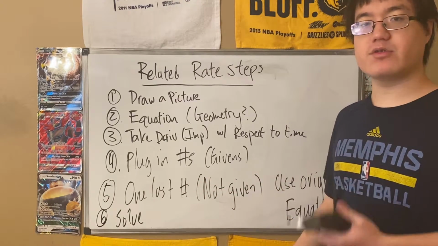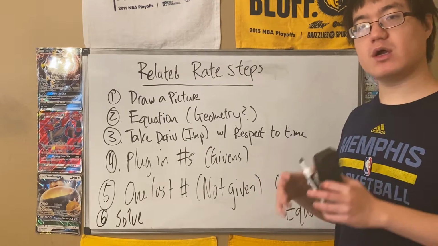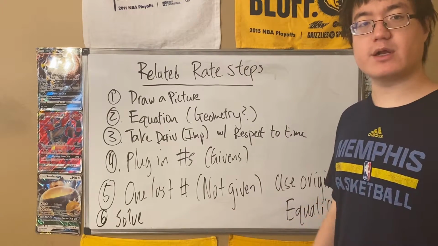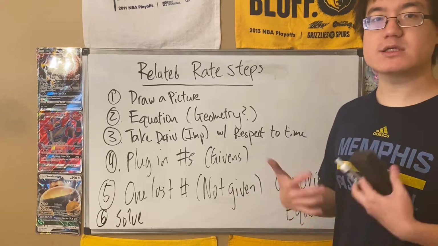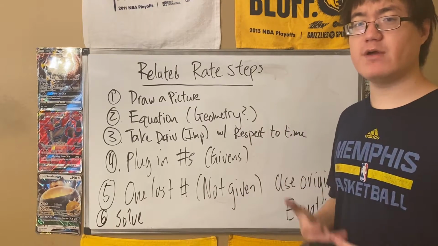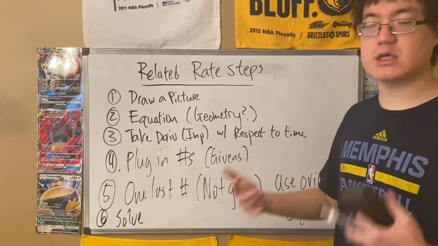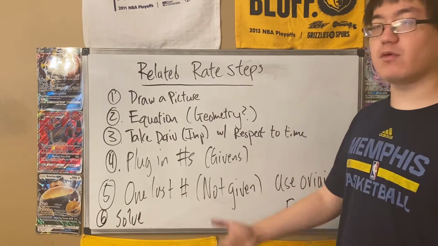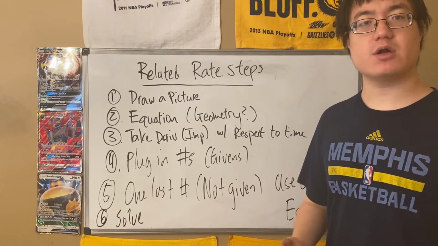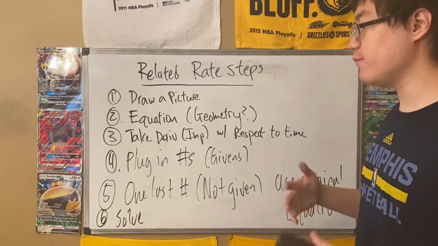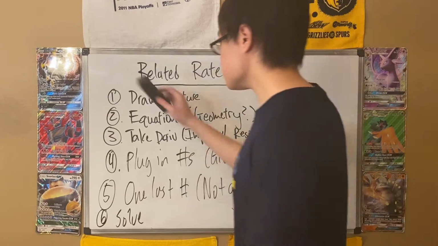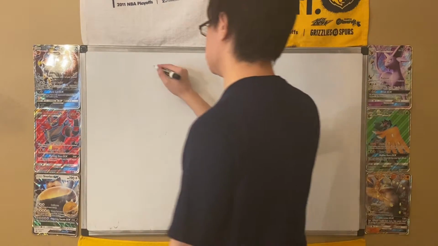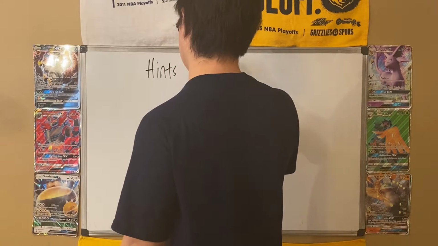So one of the difficult things is, again, there's a lot of variables. So you want to think pretty critically: which variable do I want to solve for? Which variable does each given go to? So one of the things we're going to talk about before we talk about actual questions is hints for these questions. And mainly it deals with plugging in. So now that we know steps for related rate questions, we're going to go over hints for related rate questions.